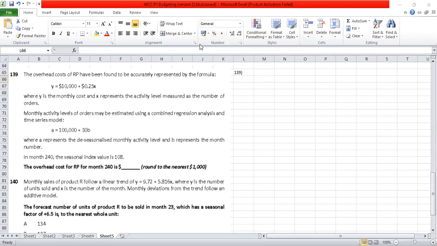The overhead cost of RP has been found to be accurately represented by the formula y is equal to 10,000 plus 0.25x, where y is the monthly cost and x represents the activity level measured as the number of orders. Monthly activity levels of orders may be estimated using a combined regression analysis and time series model: A is equal to 100,000 plus 30b.